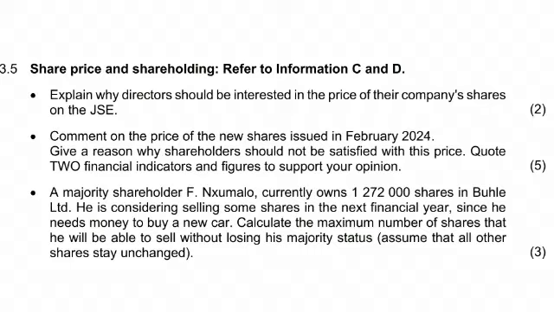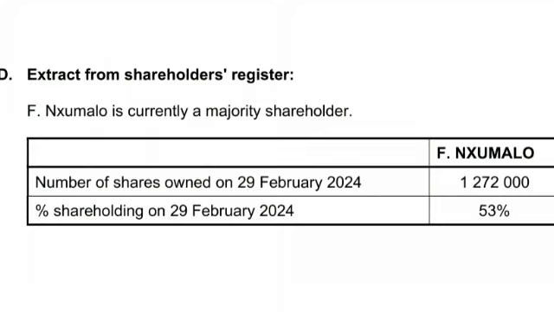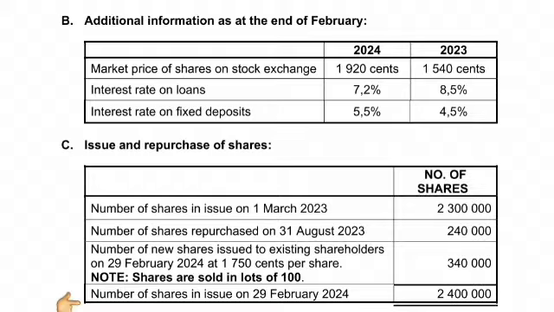Okay, so out of the 1,272,000 that he owns, he's trying to sell some of it. But the catch here is he's trying not to lose his status as a majority shareholder. So he wants to sell the shares but still remain a majority shareholder. So we need to know how much can he sell out of this 1,272,000 and still remain a majority shareholder. You see, now he's a majority shareholder because he has 53%. Anything above 51 makes you a majority shareholder.